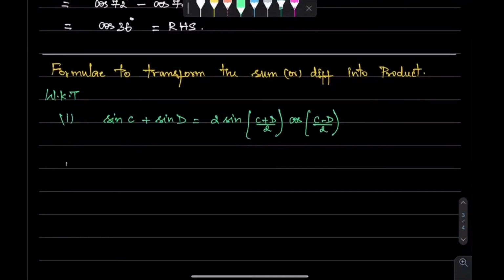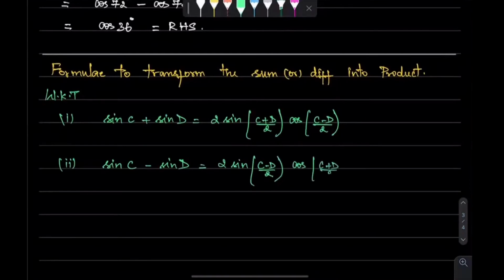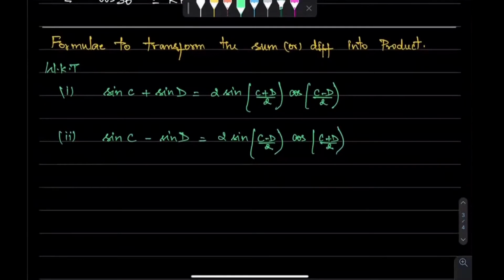Now what do I get here, children? The next result, sin C minus sin D. What is sin C minus sin D? Please tell me. It is going to be 2 sin (C minus D) by 2 and cos (C plus D) by 2, or cos (C plus D) by 2 into sin (C minus D) by 2. You can interchange it. Now the third result. See, it's all done already. Those who missed the session, you can see the previous video which I've shared.